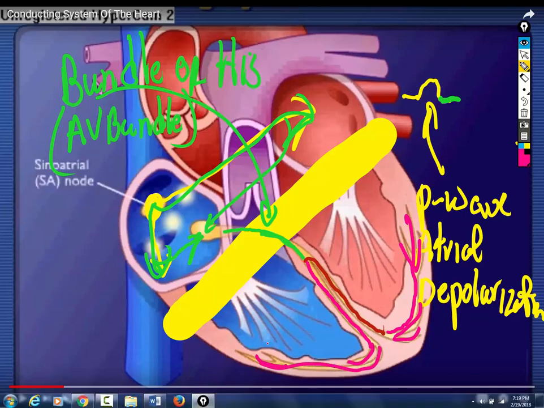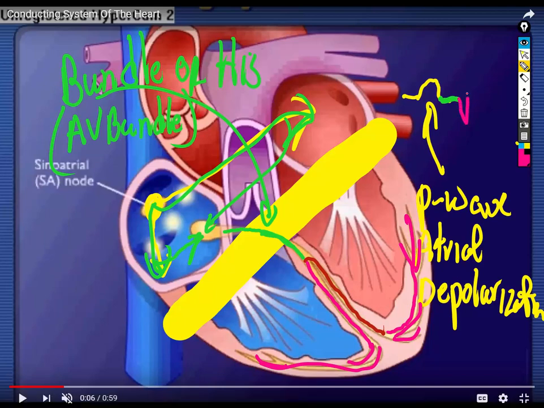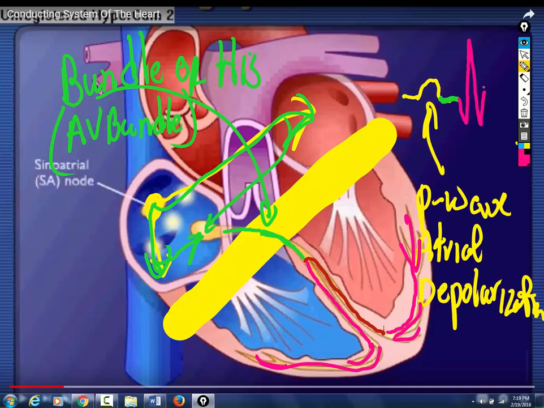Now this is important. When the electrical impulse travels through the bundle of His, the left and right bundle at the same time, and then the Purkinje fibers of both the right and left ventricle, it will produce on the EKG the QRS complex. And the QRS complex represents ventricular depolarization. Ventricular depolarization represents the electrical impulses traveling through the bundle of His, the left and right bundle branch, and then the Purkinje fibers of both the right and left ventricle.